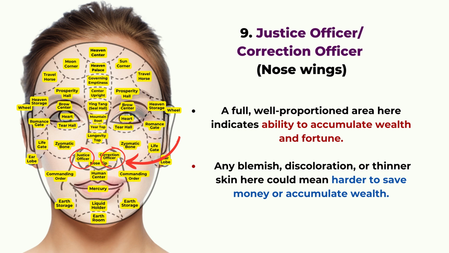That's the nose wings next to the nose tip. Similar to the nose tip, if these two areas are fuller, brighter, with good proportion, that means ability to accumulate wealth and fortune. And if there's any skin issues, discoloration or thinner skin here, that can mean harder to save money or accumulate wealth.